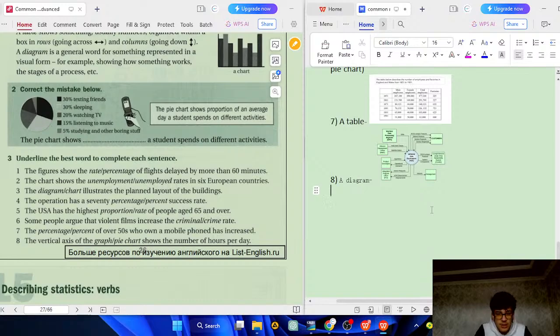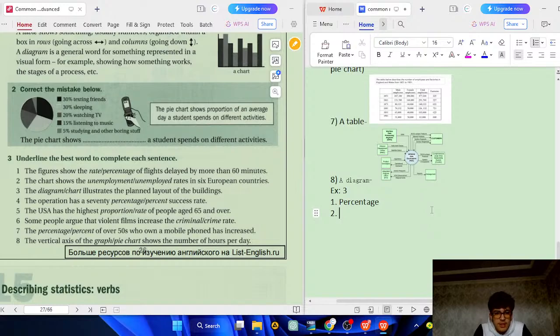Exercise 3. Figures show the rate of flights delayed by more than 60 minutes. Underline the best word, okay? Show the percentage of flights delayed by more than 60 minutes. Yes, this is percentage. Figures show the percentage of flights delayed by more than 60 minutes, okay?